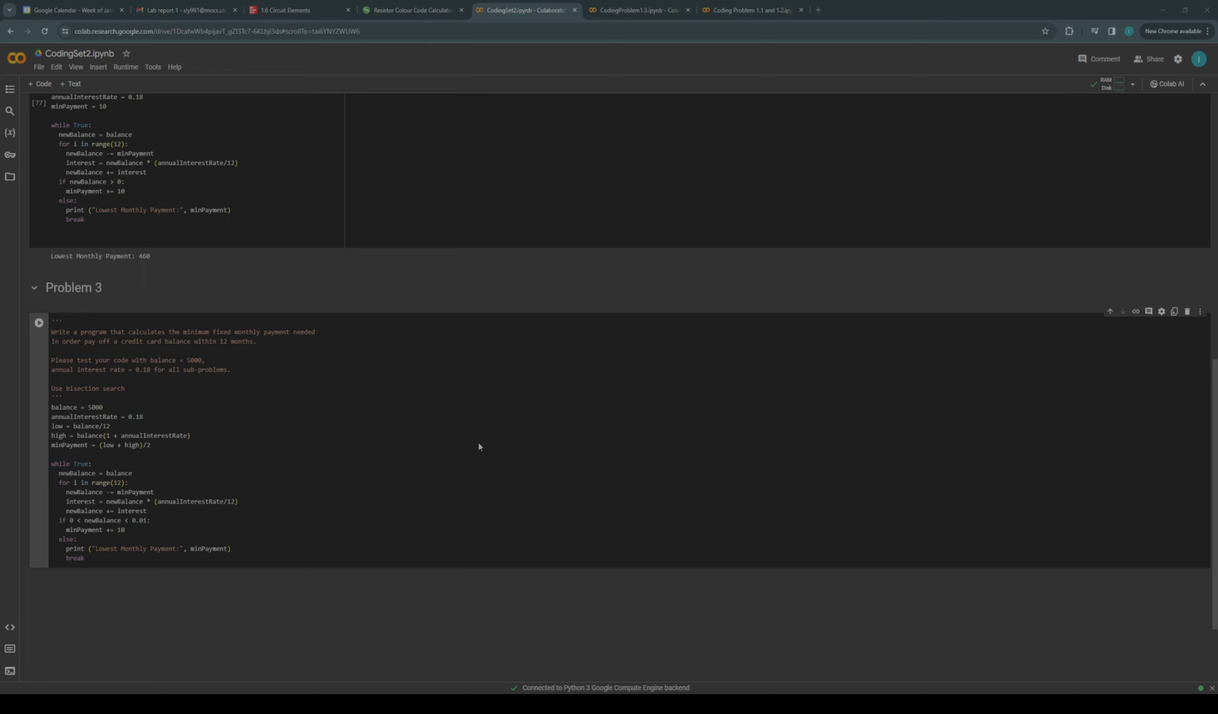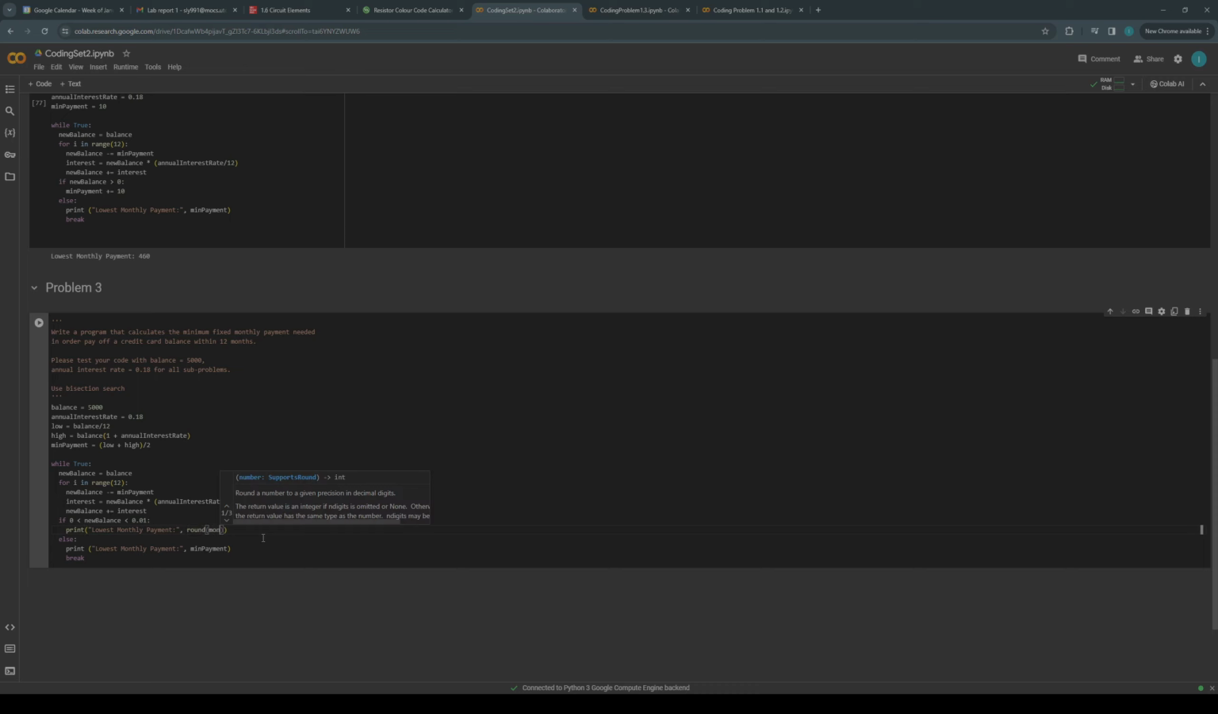So we can print the lowest monthly payment is going to be, and I believe we also want to round. I don't even know if we really have to add it. We know that dollar amounts only go to 2 decimal places. So we're going to go round monthly.